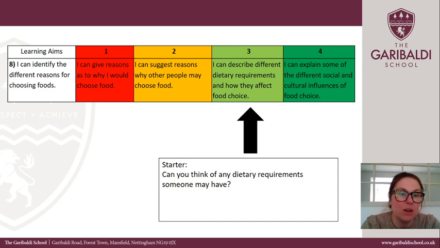I just want you to have a think of any dietary requirements that you can think of. So for example, an athlete would have a dietary requirement to have a significant number of calories per day to meet their energy needs. That would be an example of a dietary requirement. So just have a quick think, pause the video now and have a quick think of any of those, just 2 or 3 minutes. So pause now.